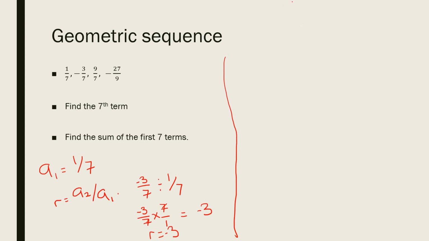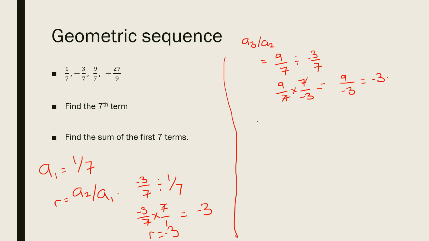Let's also check it for A3 divided by A2 so that we can be sure. So we have 9 over 7 divided by minus 3 over 7. Right? So we're going to flip it, 9 over 7 times 7 over minus 3, or minus 7 over 3. So this goes. So 9 divided by minus 3, that's also minus 3. So our R is minus 3, whichever way we want to do it.